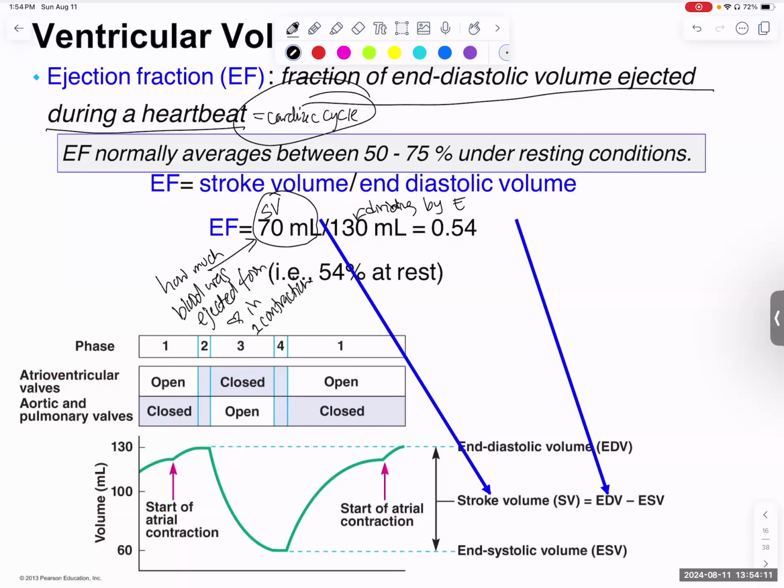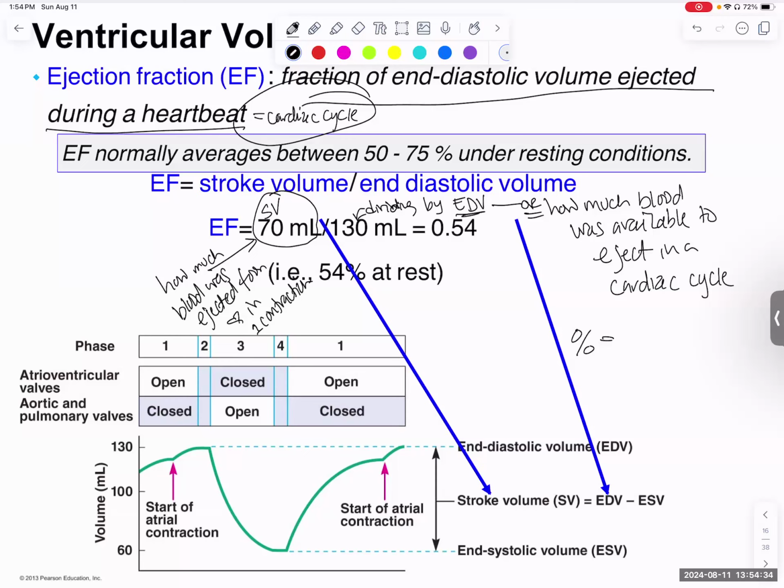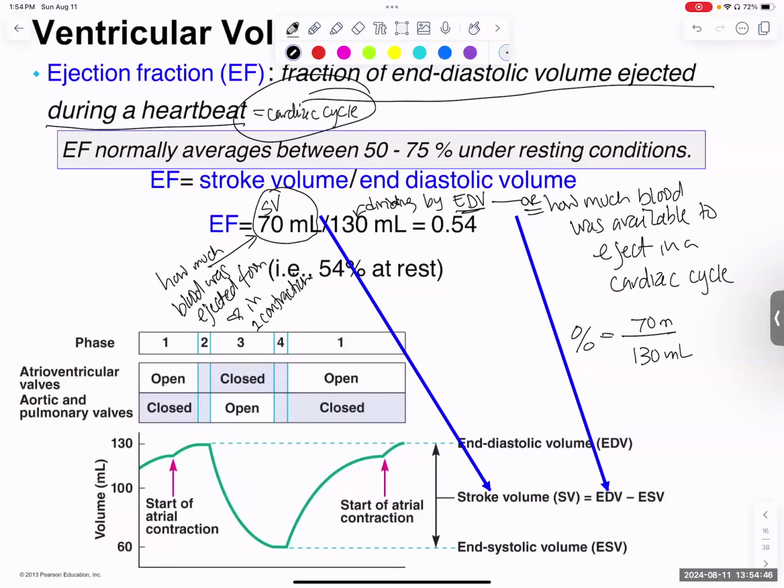Dividing by the end diastolic volume, or how much blood was available to eject in a cardiac cycle. This is a fraction or a percentage. If you have 130 mLs of blood available to contract out, and you contract 70 mLs, so this is your stroke volume divided by your end diastolic volume. If you look at that, it's going to be 0.54, right? Because you are dividing 130 into 70.